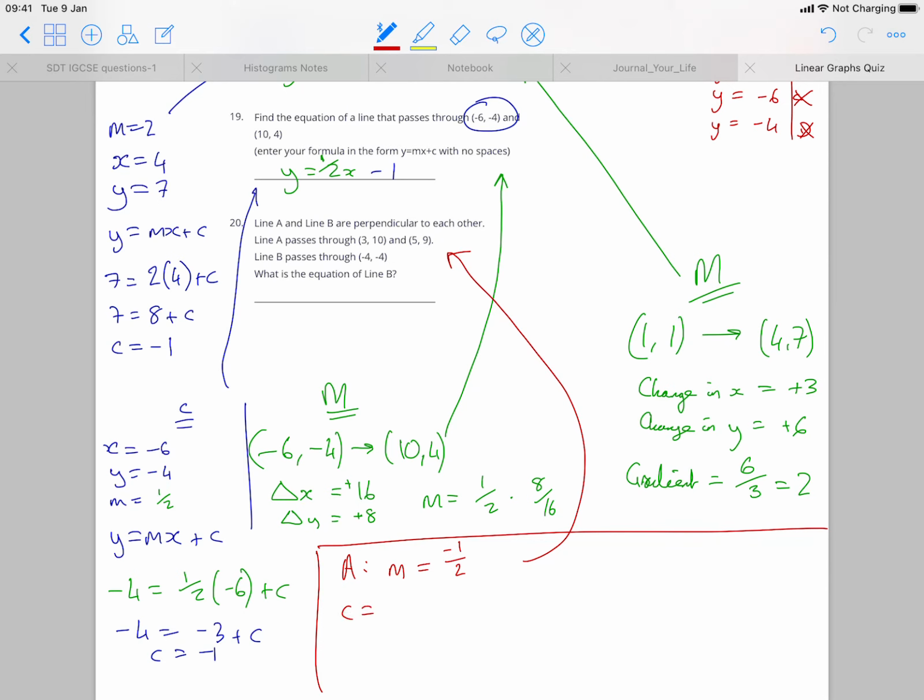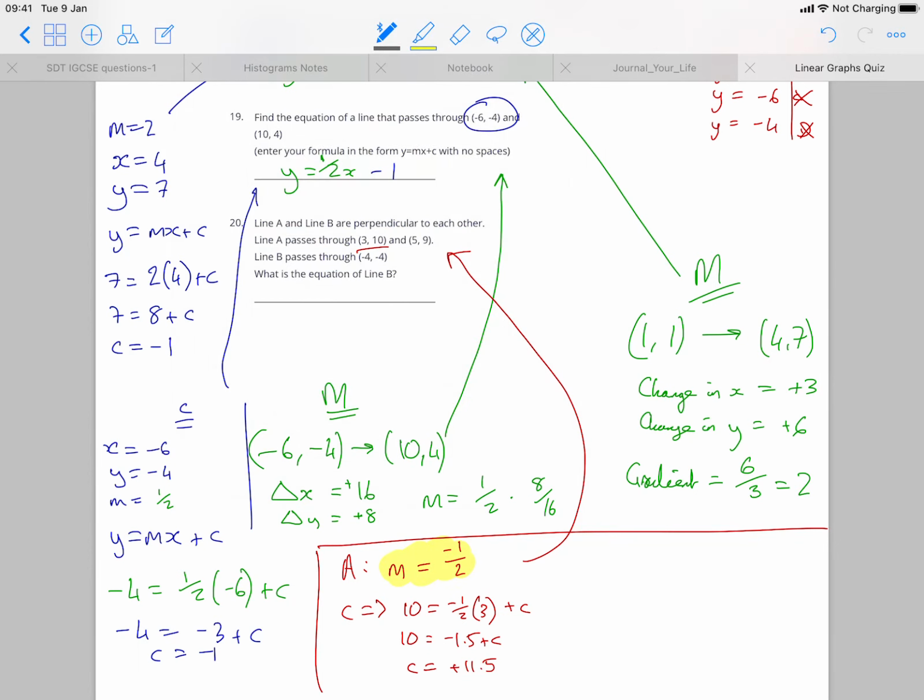Then we find the intercept. Let's pick the first coordinate. y is 10, m is negative a half, x is 3. So it's going to be 10 is equal to negative 1.5 plus something. So c is equal to 11 and a half, positive 11 and a half, sorry. But the gradient, of course, is the important bit because we're looking at perpendicular lines.